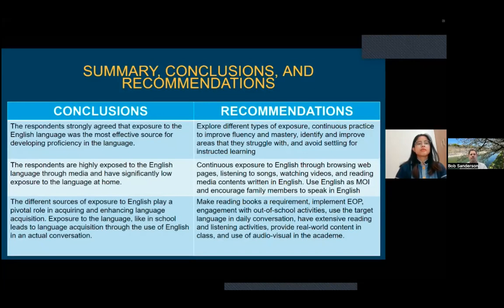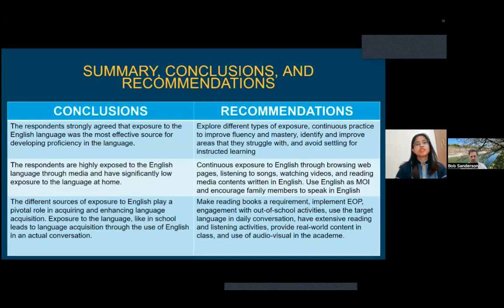Lastly, this paper concluded that the different sources of exposure to the English language play a pivotal role in acquiring and enhancing language acquisition. So exposure to the language, such as in school, that serves as a training ground for the language learner and has an English-only policy or EOP, leads to language acquisition through the use of the language in actual conversation within the school, family, and friends who serve as the listeners while having conversation in English, and extramural activities with English engagement are effective avenues in language acquisition.